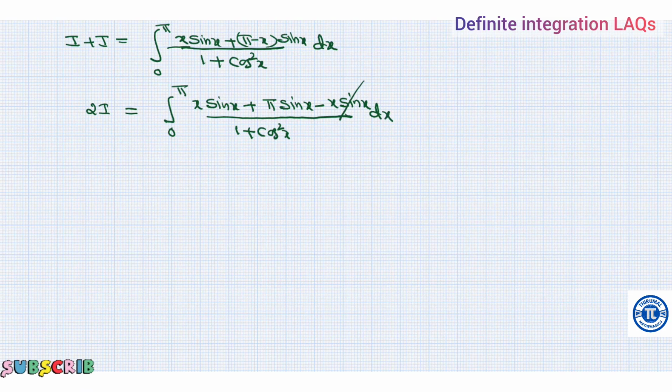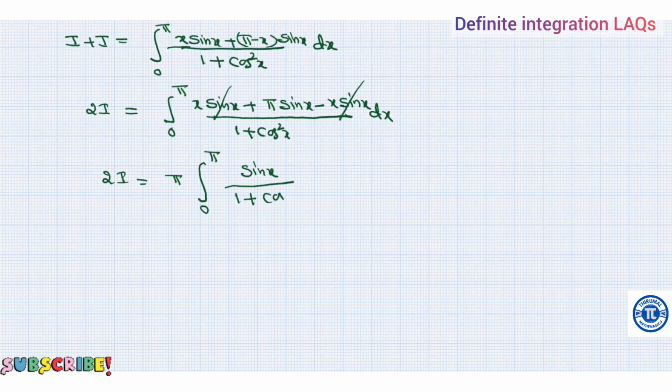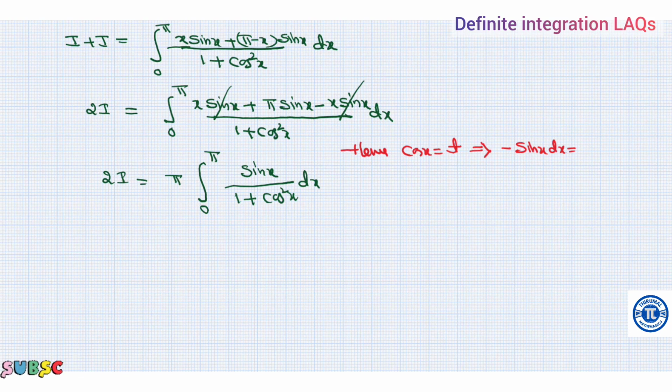Okay, here minus x sin x plus x sin x cancel, so 2I equals pi, which is constant, times the integral from 0 to pi of sin x by 1 plus cos square x dx. Okay, here let cos x equal t. Now differentiating on both sides we get minus sin x dx is equal to dt. Okay, now write sin x dx is equal to minus dt.